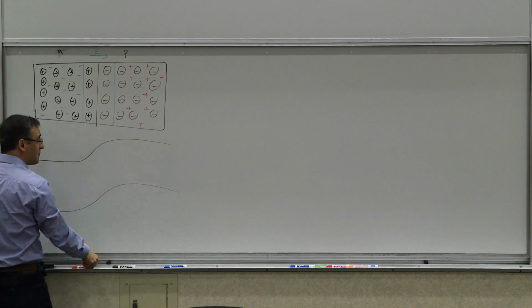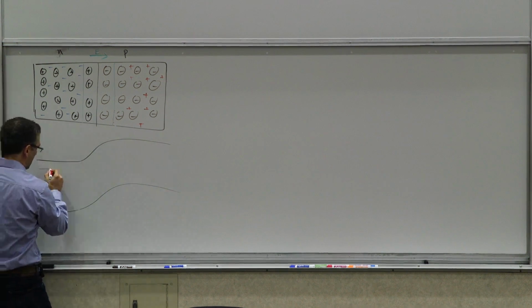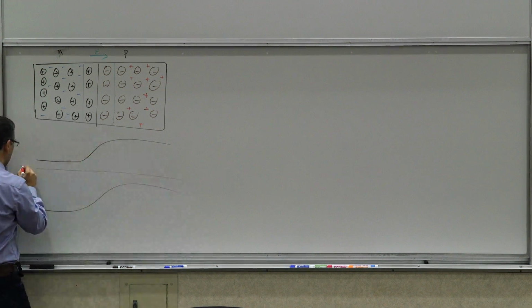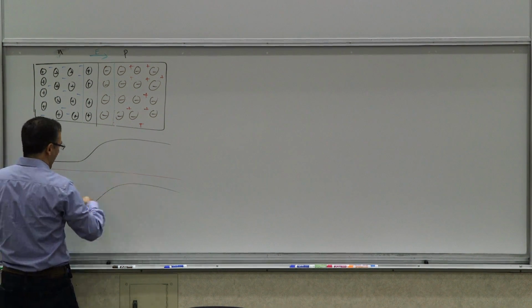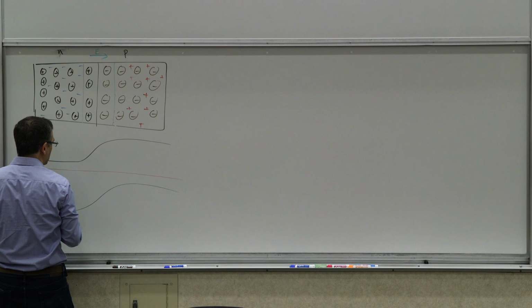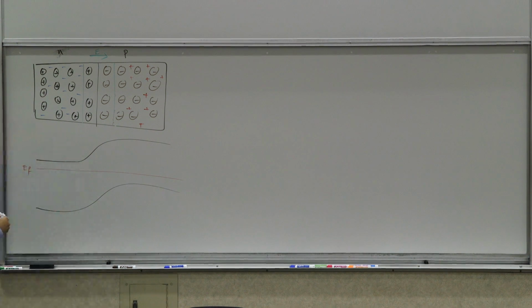And in thermal equilibrium, you had a Fermi energy, EF, that's constant across. And here you basically have more holes on one side and more electrons on the other. So this was the energy band diagram.